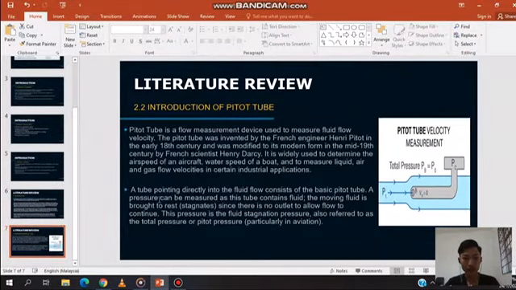And this is the pitot tube. A pitot tube is a flow measurement device used to measure fluid flow velocity. It is widely used to determine the airspeed of an aircraft, the water speed of a boat, and to measure liquid, air and gas flow velocities in certain industrial applications.